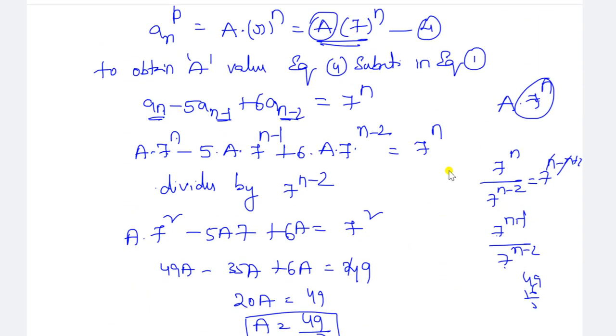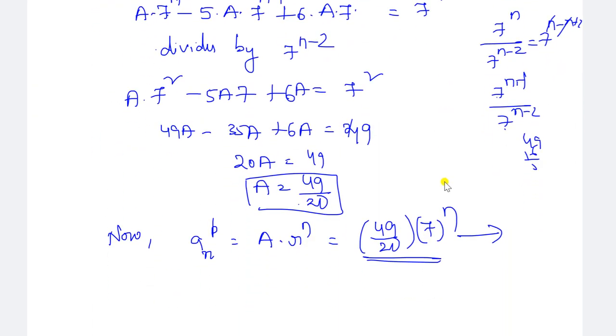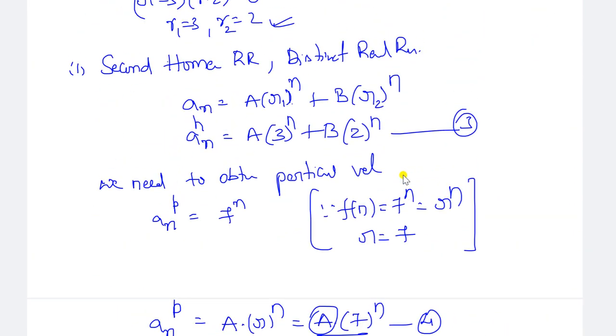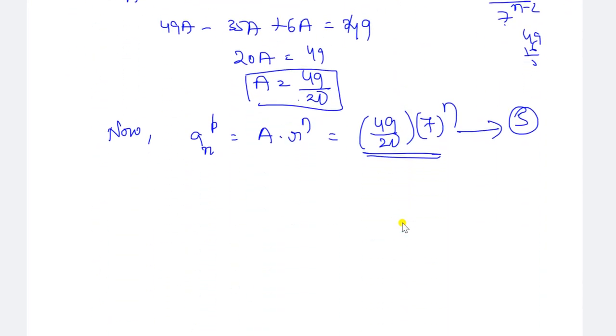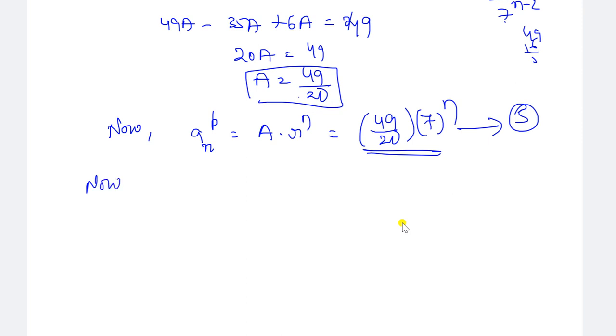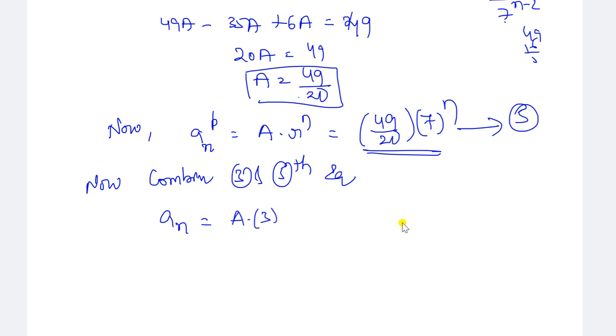What is the equation number? This is the fifth equation. So the homogeneous recurrence relation solution is here, the third equation. Now combine the third and fifth equations, so that we get, because that is the homogeneous part plus the particular part, a n equal to a into 3 to the power of n plus b into 2 to the power of n plus 49 by 20 into 7 to the power of n, that's it.